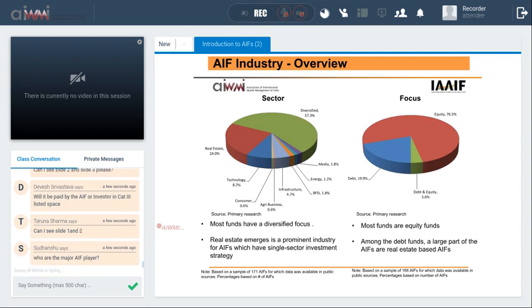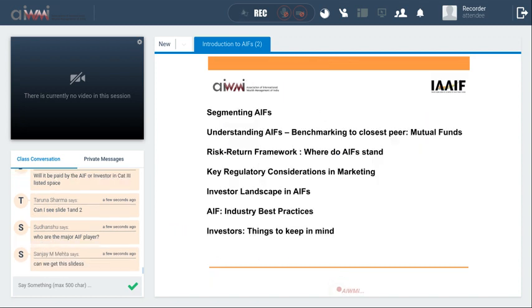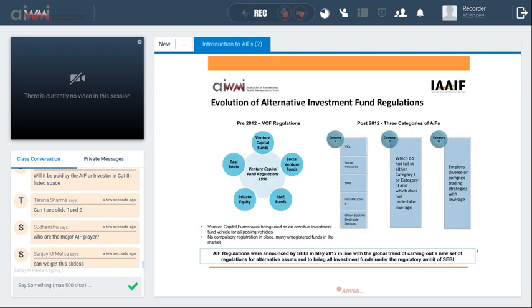So who are the major AIF players? One second, I'll just put it on slide 2. Slide 1 and slide 2 are actually just the content pages. So I've put it on slide 3.